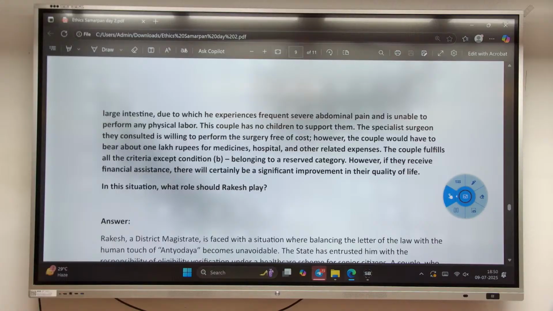If you write the name of the scheme, you can write about Ayushman Bharat. Yes, of course you can. There are many ways you can help them. You just find out the ways how you can help.